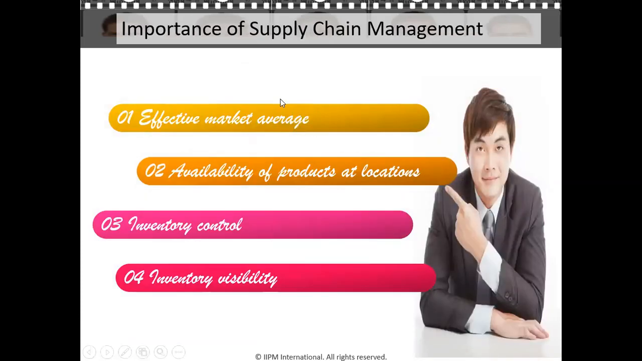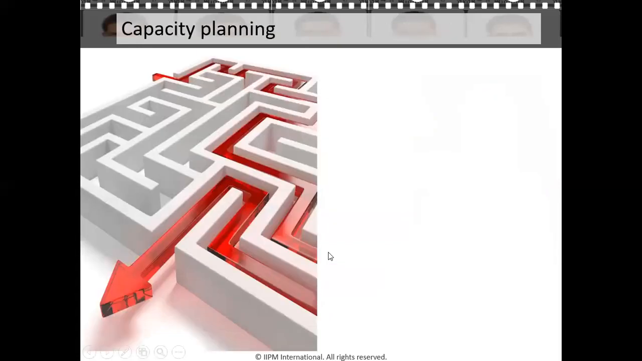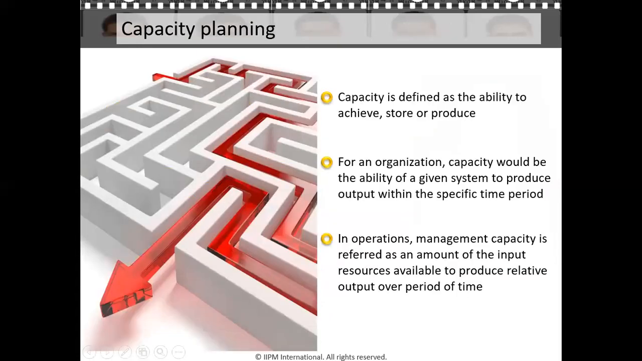Now, importance of supply chain management. 1, effective market average, availability of products at locations, then inventory control, and inventory visibility. Capacity is defined as the ability to achieve, store, or produce. For an organization, capacity would be the ability of a given system to produce output within the specific time period.